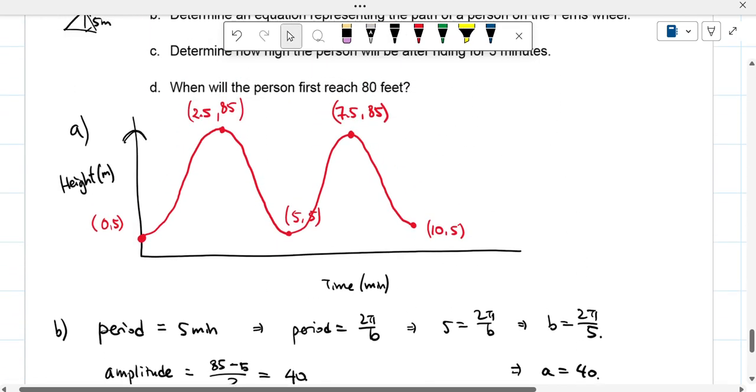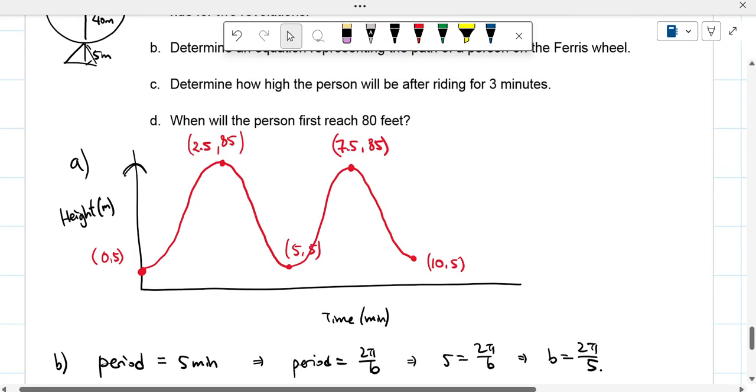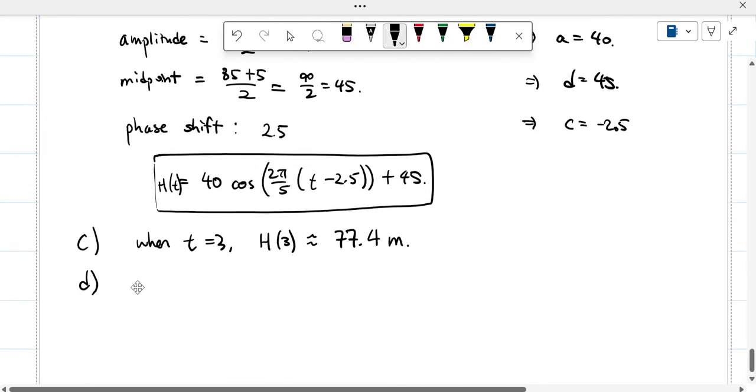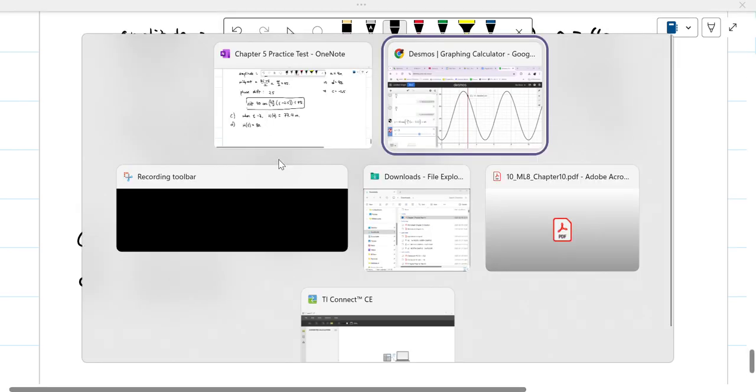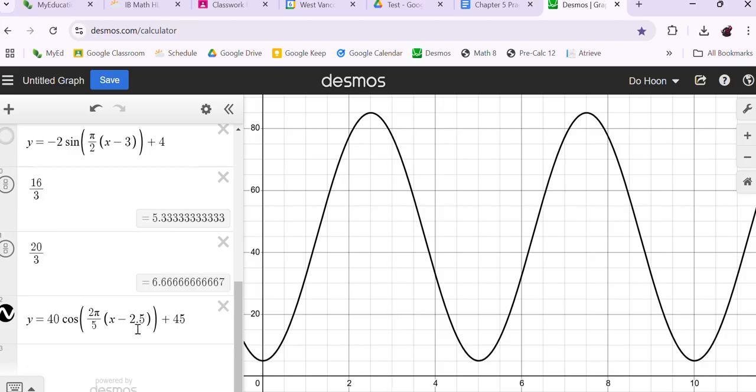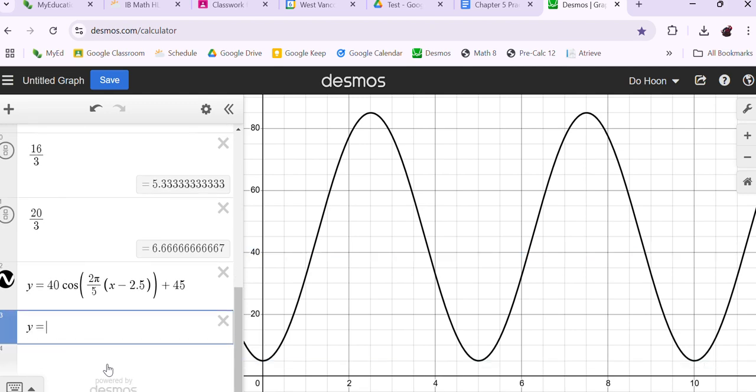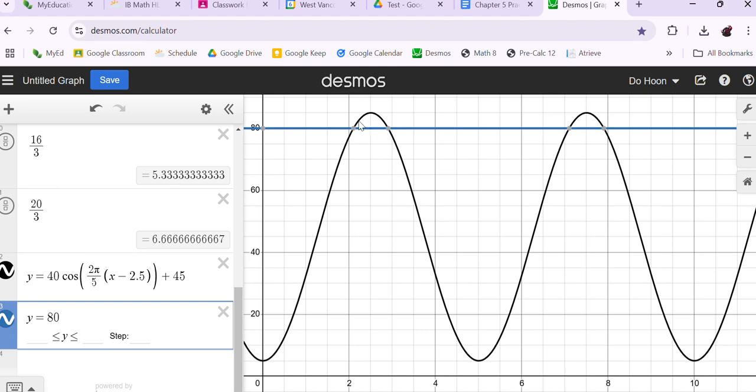Last question, it's at a very similar level. When will the person first reach 80 feet? That means we solve the equation h of t is equal to 80. So I could do all the stuff that we just did, solving the equation, but let's just do y equals 80. This person reaches the height of 80 multiple times throughout this ride, but the first time we reach that is after 2.097, so 2.10 minutes.